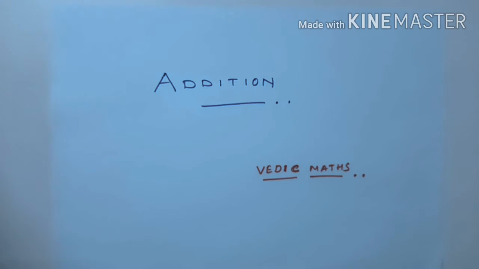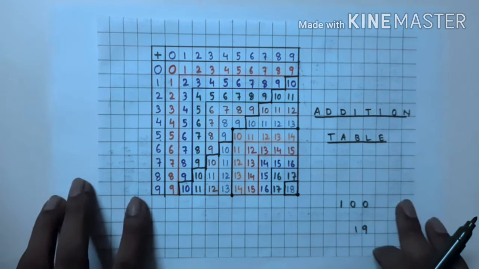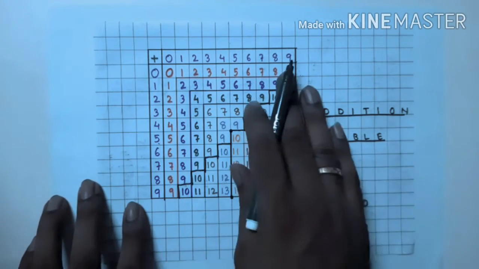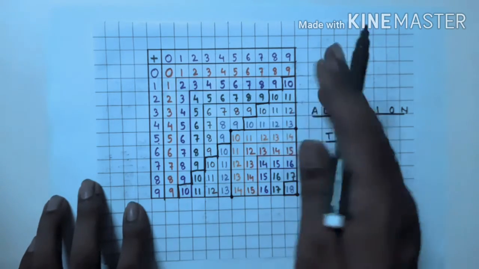Hello friends, today we are going to learn some easy tricks of addition using Vedic maths. So to start with, let's see the addition table. Now the addition table is about all the single digit numbers, that is from 0 to 9.